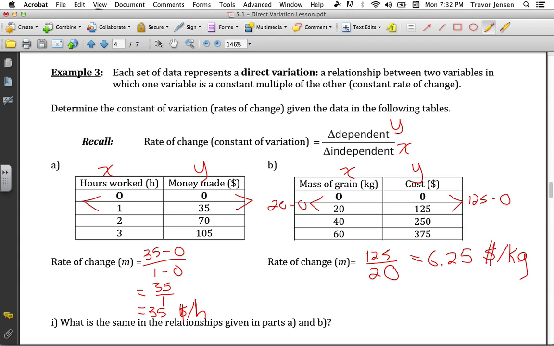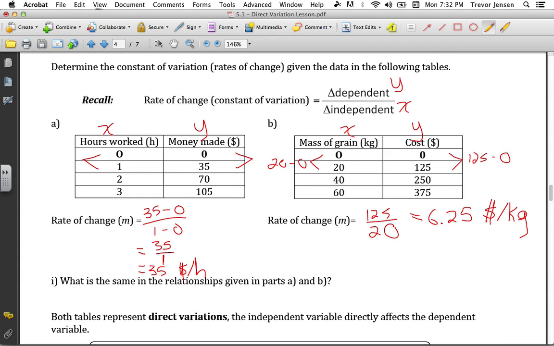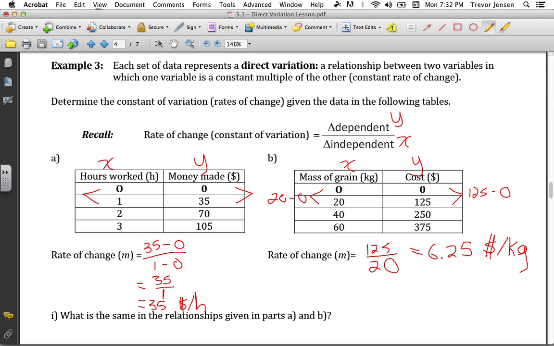So what is the same in the relationship given in parts A and B? Let's carefully look at these tables of values. Let me get rid of all this excess stuff so we can view it easier. Alright, so I've got rid of all that excess. What's the same between these two tables of values? Really the only thing that's the same between these two, if you look carefully, is the initial values of both of them.